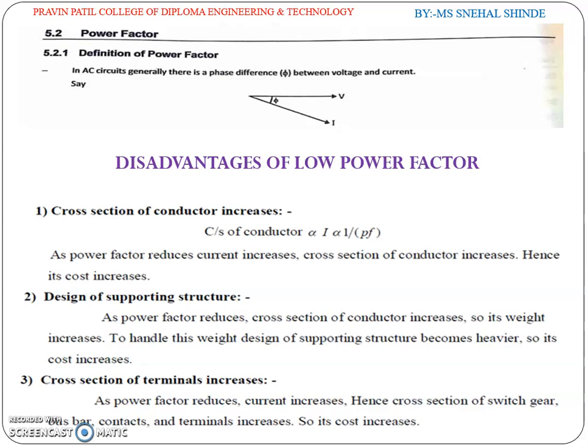Next, the cross section of the terminals increases. As the power factor reduces, current increases and hence the cross section of the switchgear, bus bars, contacts and terminals increases, so its cost increases.